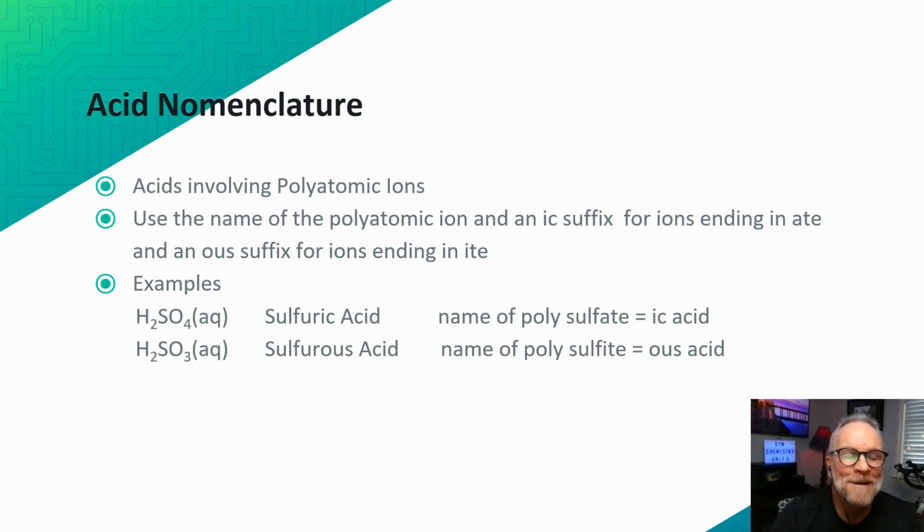Okay, so here our examples are sulfate. This one involves sulfate, H2SO4. So sulfate, it's an ate acid, so it would be an icky acid, so sulfuric acid. Sulfuric acid. Sulfite, right? So ites are us. Okay, so this would be sulfurous acid. So pretty cool, right? Not too bad, but you have to know the names of your polyatomic ions. That's the downside of it.